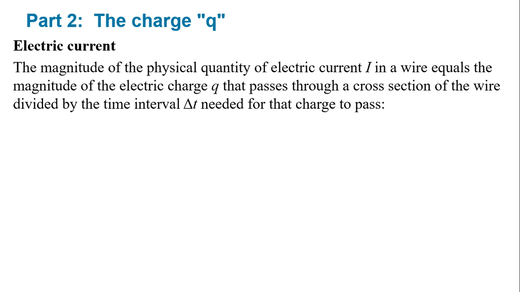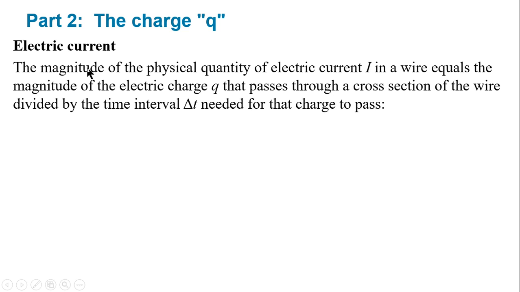All right, so part 2, the charge Q. Now we have electric current. Okay, pay attention, this is an important part. The magnitude of the physical quantity of electric current, which is I, in a wire equals the magnitude of electric charge Q that passes through a cross-section of the wire divided by the time interval delta T needed for that charge to pass. Again, this is the verbal equivalent of an equation, but it's not that complicated.